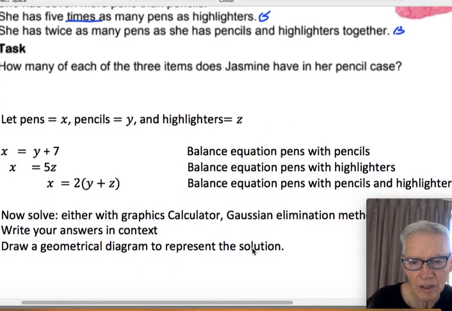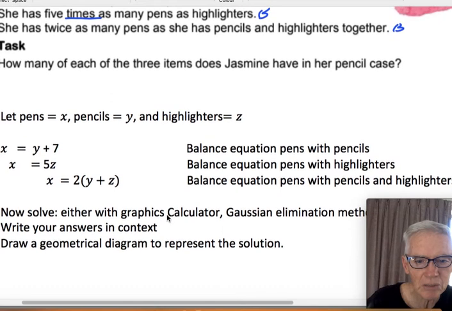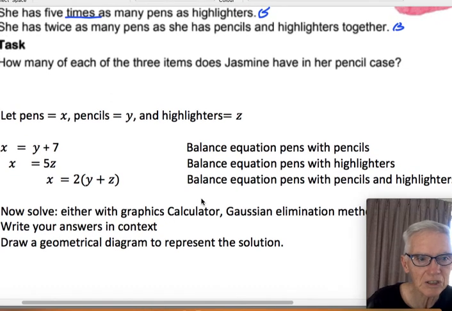Then you can solve them and use Gaussian elimination. Write your answers in context. In other words, write down she has so many pens, so many pencils, so many highlighters. And draw a geometric diagram to represent the situation. Okay, go ahead, go back and actually solve those. And I'll do a few more in the next video on this.